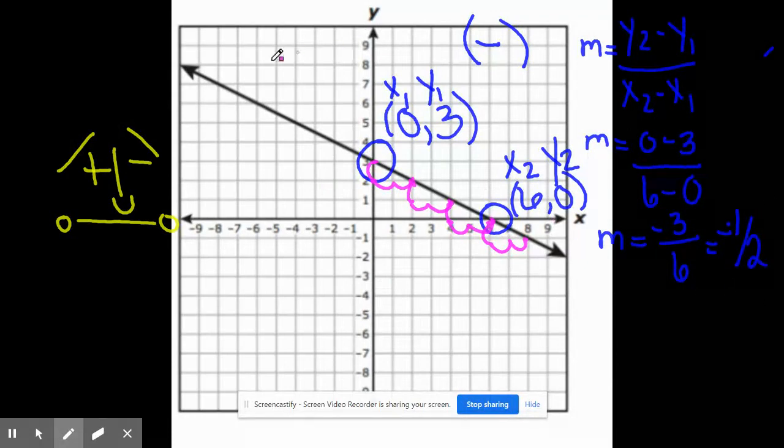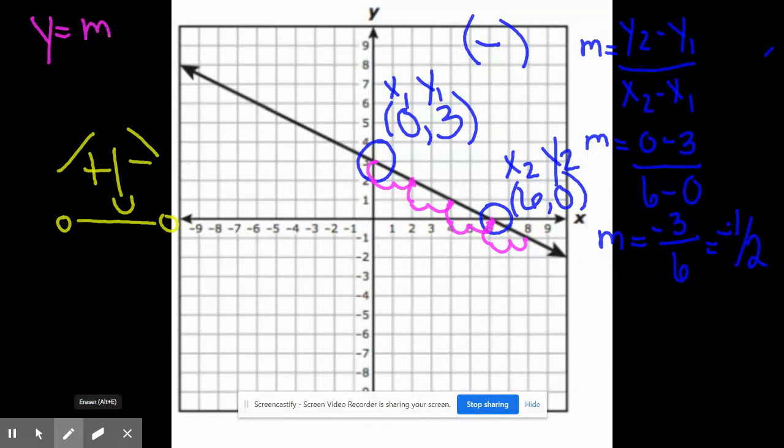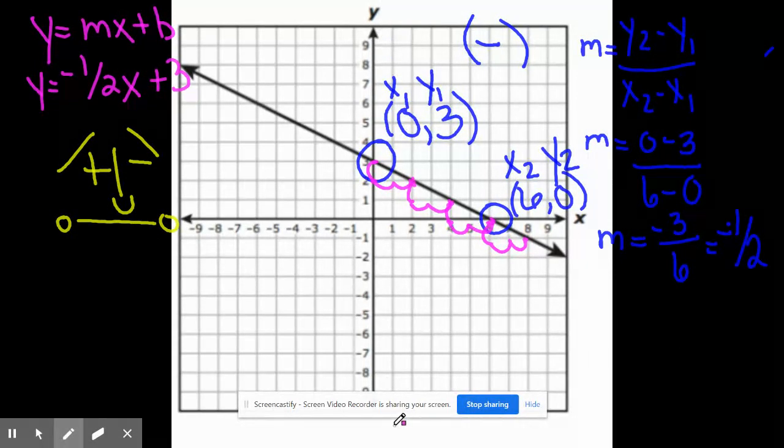So now that we know our slope and our y-intercept, let's go ahead and substitute those into our formula. Remember, for slope-intercept, we use y equals mx plus b. x and y are any ordered pair that fall on this line. So our b is 3 and our slope is negative 1/2. So if we're rewriting this, we would do y equals negative 1/2 x plus 3. And that's how you write an equation in slope-intercept form using a graph.